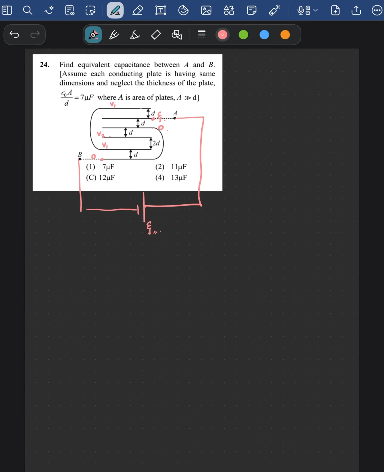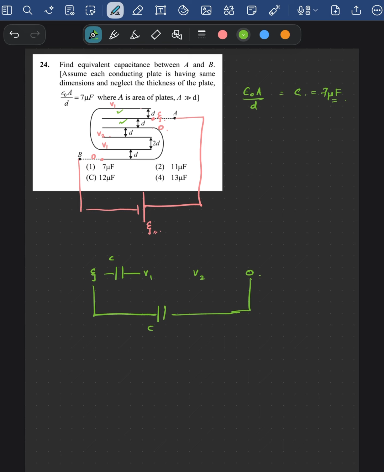The circuit diagram I'll be drawing has 4 points of potential: E, V1, V2 and 0. Let me assume epsilon naught A by D to be equal to C, just to show it in an easier way in this diagram. We know that C is equal to 7 microfarads, and we'll make use of that later. Between E and V1 I have this capacitor, that is epsilon naught A by D only, so this is C. Between E and 0 I also have a capacitor, whose capacitance is also C.